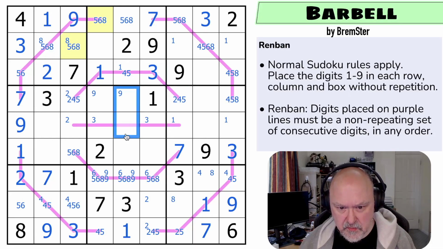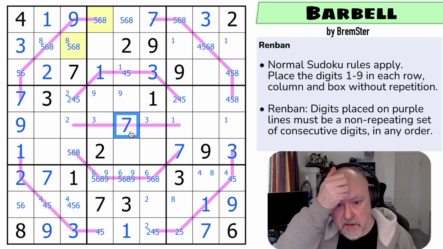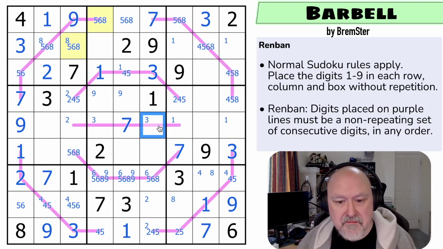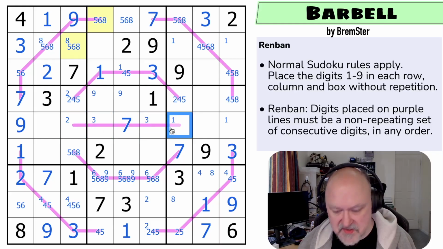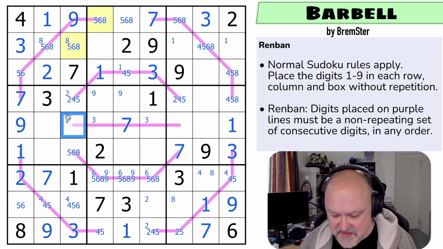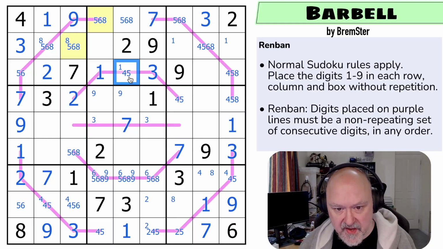7 is down in... Oh, this is a 7 on the line. And this line must have a 3 on it. So there's no 1 or 2 on this line, because 7, 6, 5, 4, 3. There's no 1 or 2 on this line. That's not the 1. That's the 1. This isn't the 2. That's the 2. So this isn't the 2. This is a 4, 5 pair.